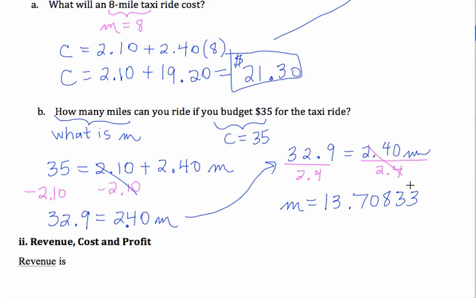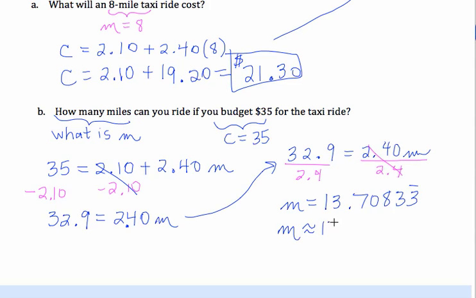You could either put a little bar there to indicate that the 3's repeat. Technically, let's add a little more space here. You would need to put an approximation sign. You need to put M is approximately 13.7083. If I don't put the little bar there, because M equals this number, that's exactly M, but if you round at some point, then you're approximating M. So that's the approximation symbol there.